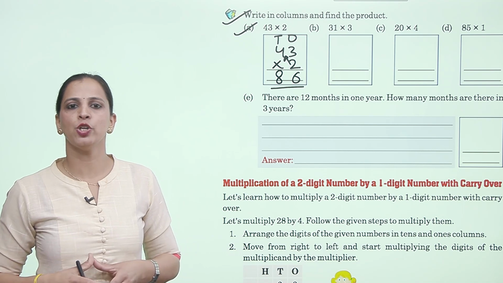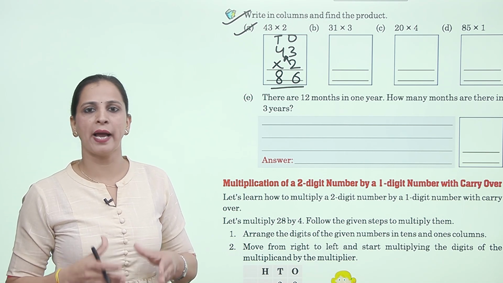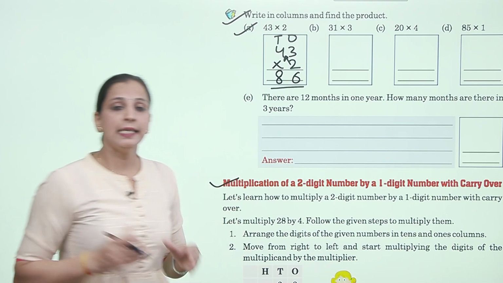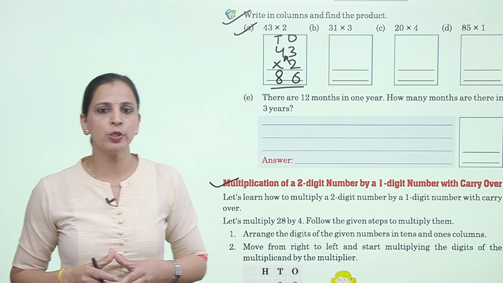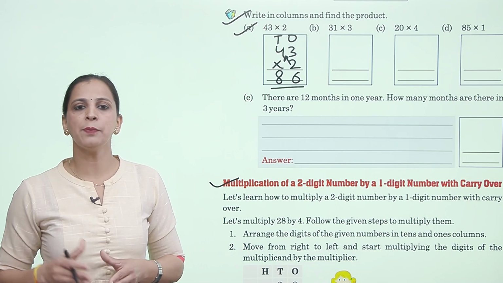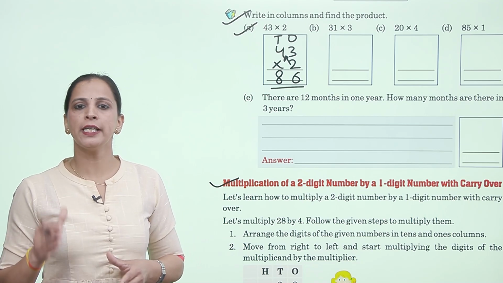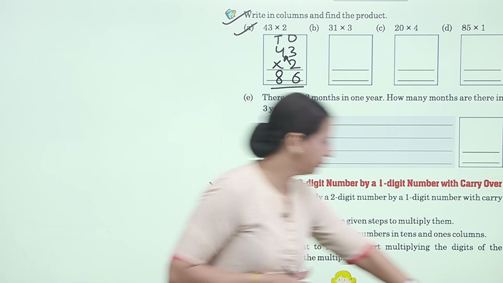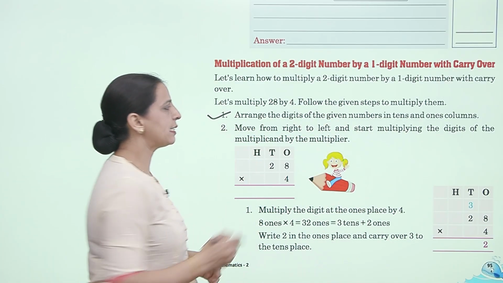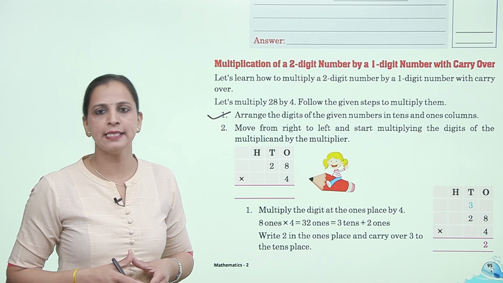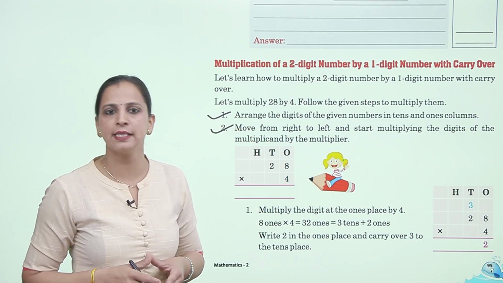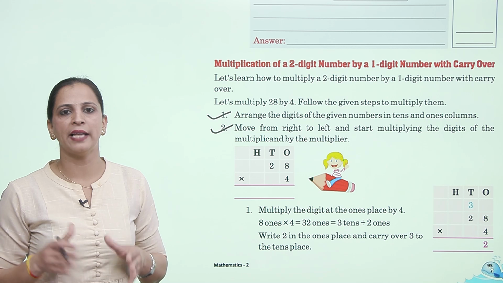नाउ मल्टीप्लीकेशन ऑफ अ 2 डिजिट नंबर बाय अ 1 डिजिट नंबर विद कैरी ओवर. Let's learn how to multiply a 2 digit number by a 1 digit number with carry over. Let's multiply 28 by 4. Follow the given steps to multiply them. Number 1. Arrange the digits of the given numbers in tens and ones column. Move from right to left and start multiplying the digits of the multiplicand by the multiplier.